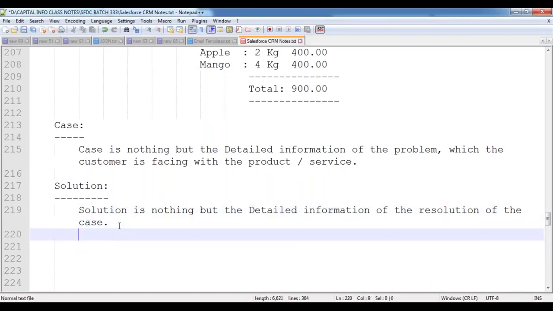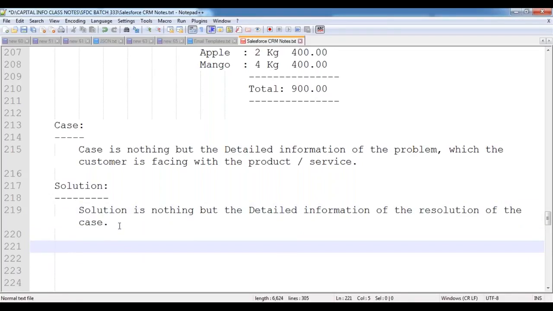Now in this case, what happened? The customer is going to raise the case, and then as an organization, we are going to provide the solution. How? By using our service team. Our service team is going to receive the cases from the customer side, and they are going to resolve the customer's problem. Either they will go to the customer's place directly, or the customer will visit our service center, and then we provide the solutions to our customer's problems. This will be taken care of by the service team or the service department.